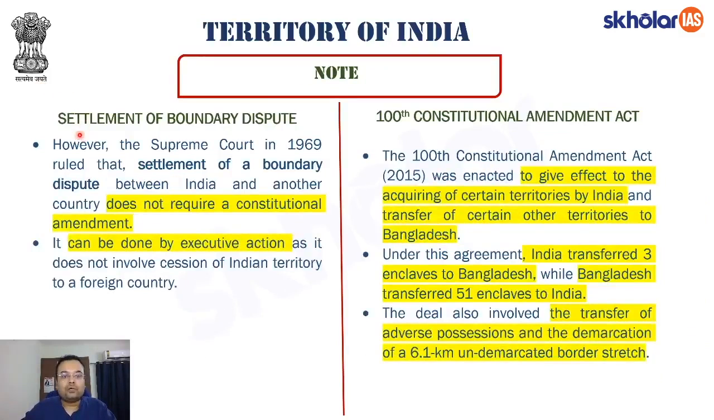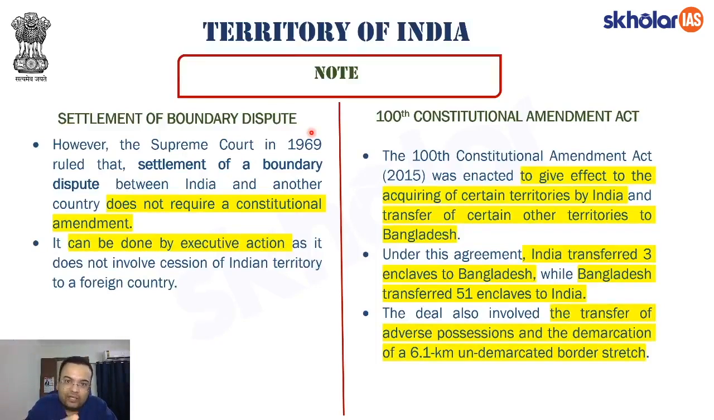Then we come to what exactly we will do with respect to settlement of boundary dispute. Now again, students, this is an important point for you to understand. There is something called surrendering the territory of India to some other country, and there is something called settlement of boundary dispute. There is a key difference between the two. What does surrendering the territory of India mean? What essentially it means is that there is a part which is so far part of India.